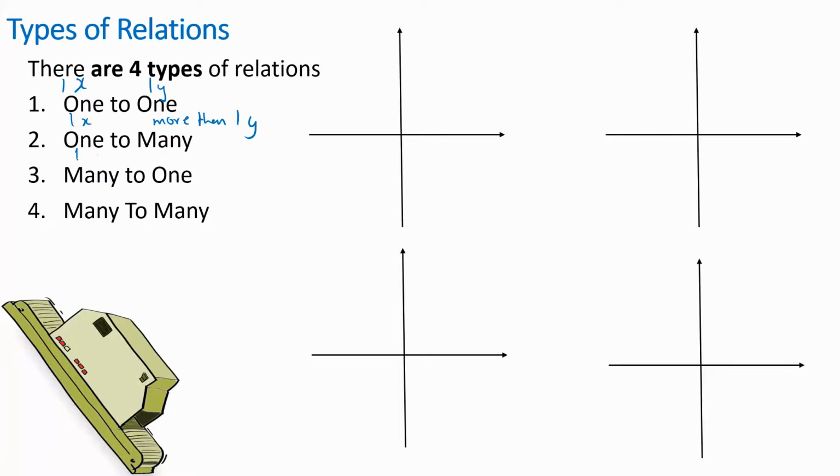A many-to-one implies that you can put in many x values and you get one y value. And obviously with the last one, you put in many x's and you get many y's. So out of these 4, which ones are called a function? One-to-one and many-to-one. As long as you have one y value, this is what you wanted.